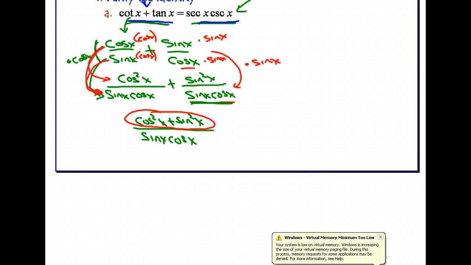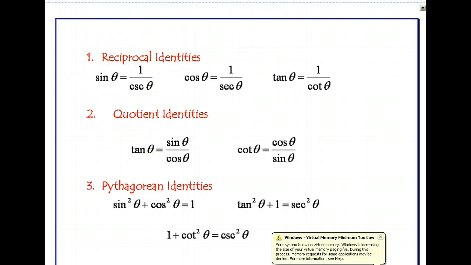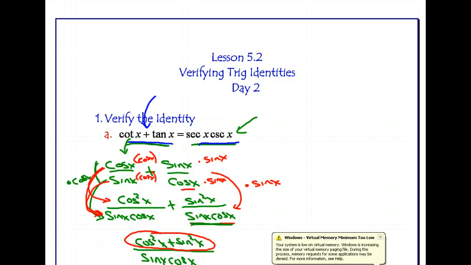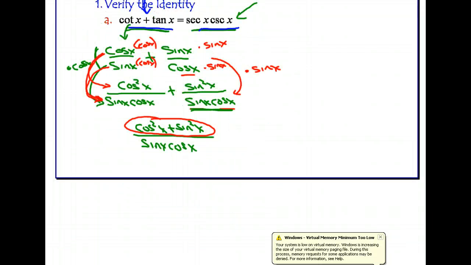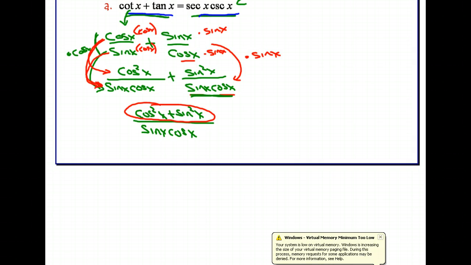If you forgot it, again, look at that back page. Cosine squared plus sine squared is right there. I can take that out, cosine squared plus sine squared, and I can put in a 1. So I will do that. And cosine squared plus sine squared is 1. So this whole side now equals 1 over sine times cosine.